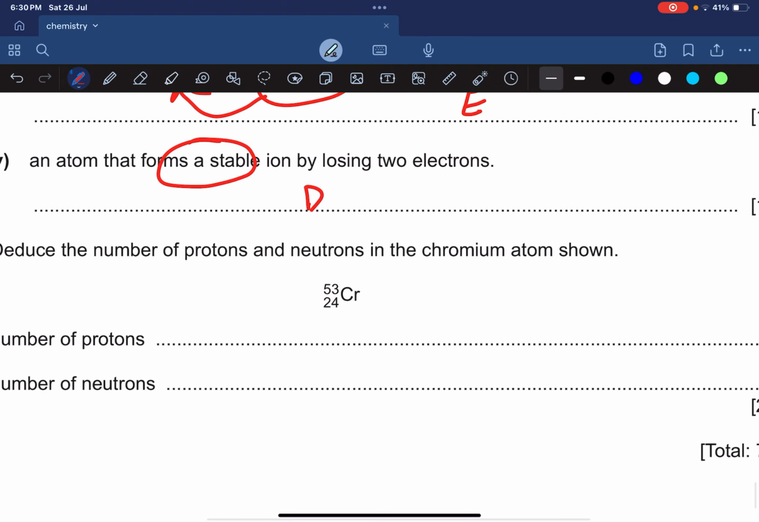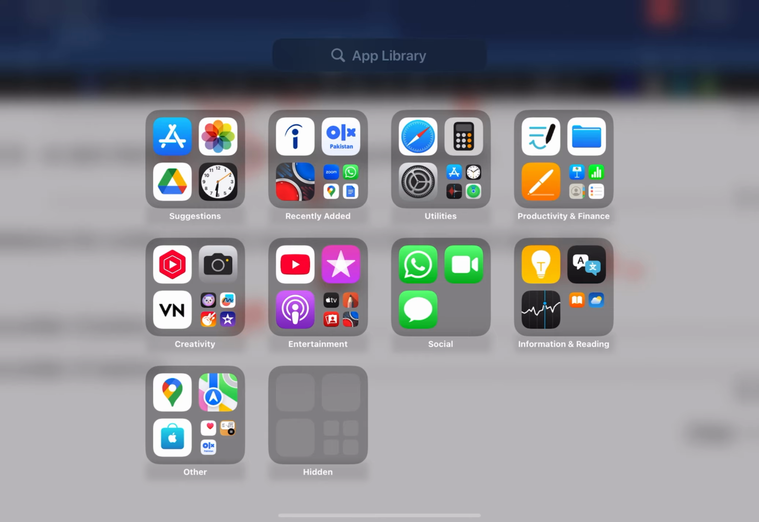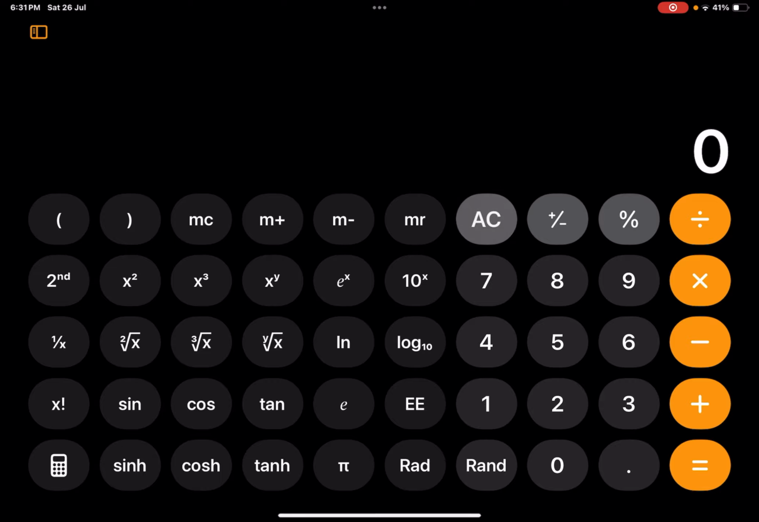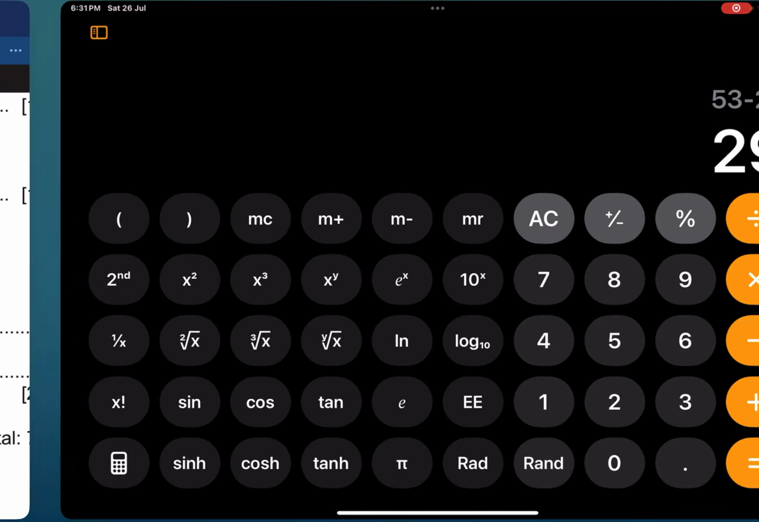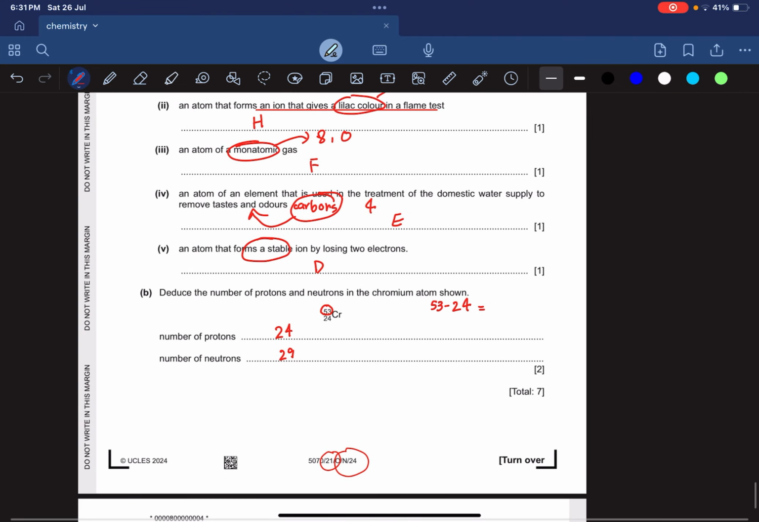Okay, so the number of protons are going to be 24 and number of neutrons are going to be, because this one right here is proton plus neutron, so you subtract the protons out of it, 53 minus 24, and you're going to get your neutron number. So 53 minus 24, that gives me 29. So 29 over here. Okay, I hope you get this.